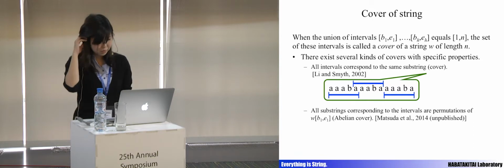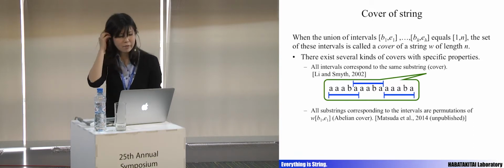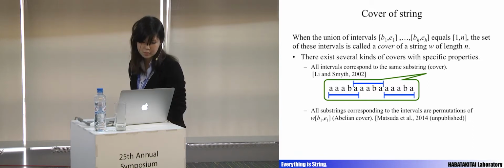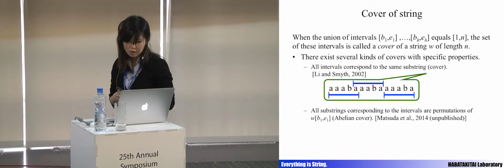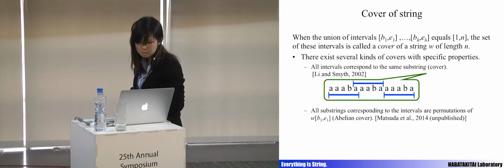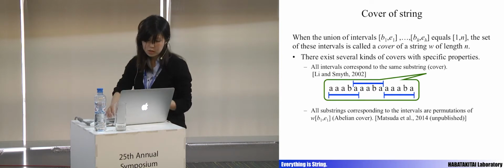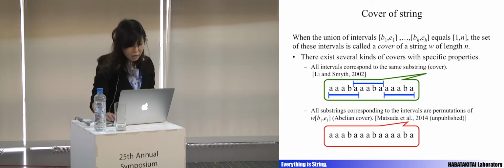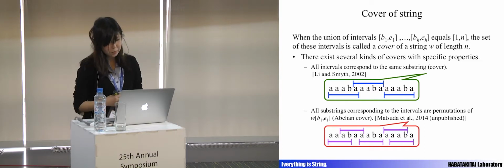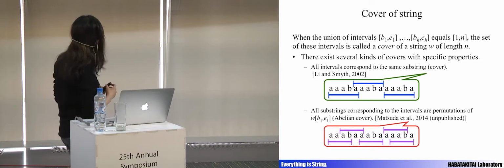Another example of covers is called an abelian cover, where all substrings corresponding to the intervals are permutations of the first interval. This was recently considered by Matsuda et al. And this is an example of an abelian cover of this string.